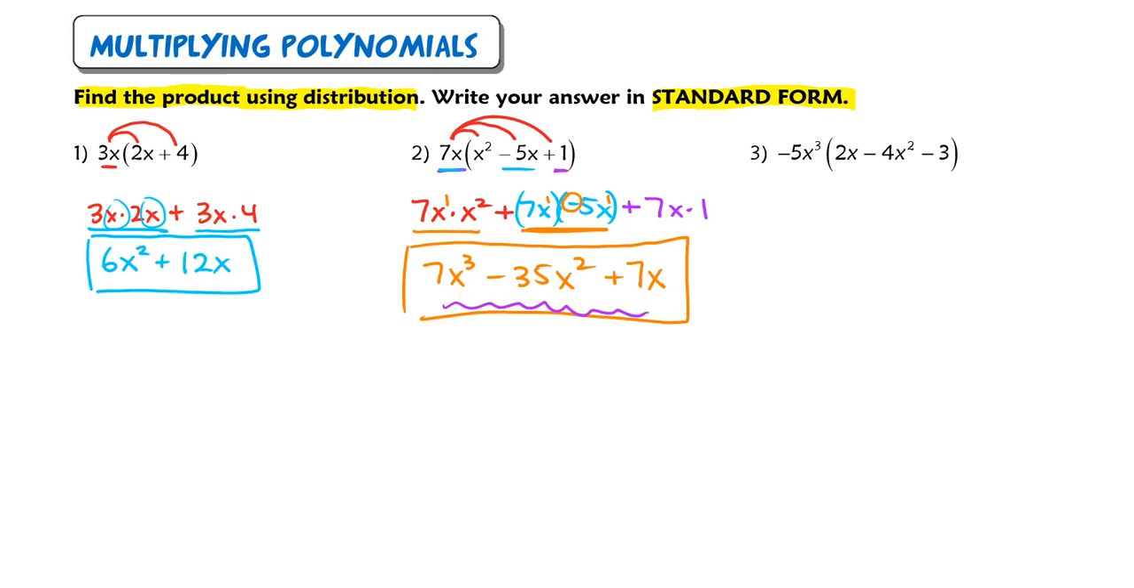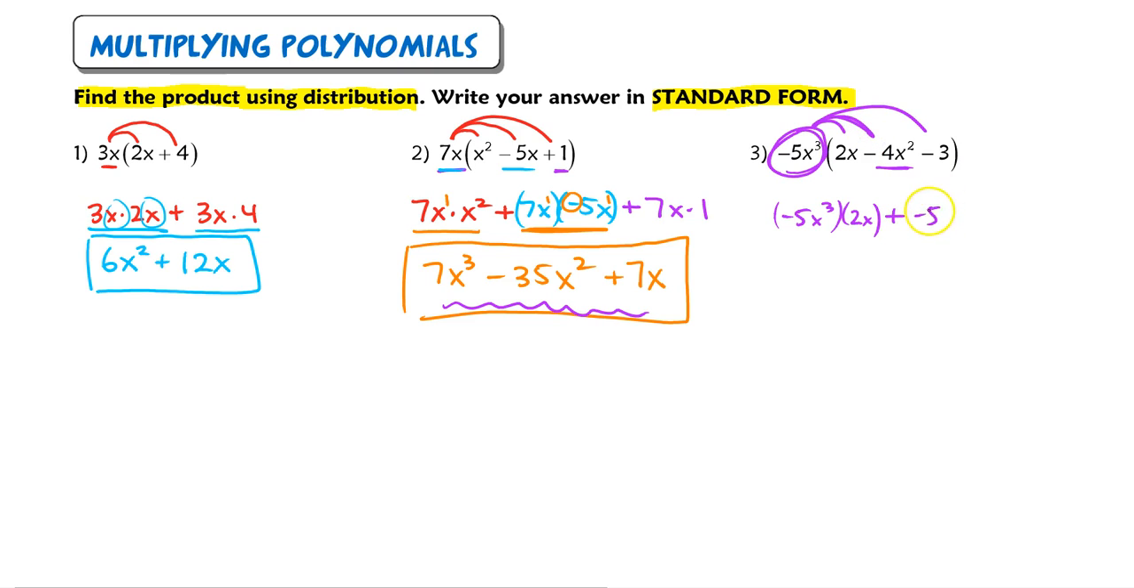Alright, we're ready for number 3. Again, we're going to distribute this monomial into 3 terms in the parentheses here. So I'm going to take negative 5x cubed and multiply that by 2x. And then I'm going to add the next term. I always separate the next term with a plus sign. So now I'm going to take negative 5x cubed and I'm going to multiply it by negative 4x squared. Okay, so I'm doing the second little rainbow here.